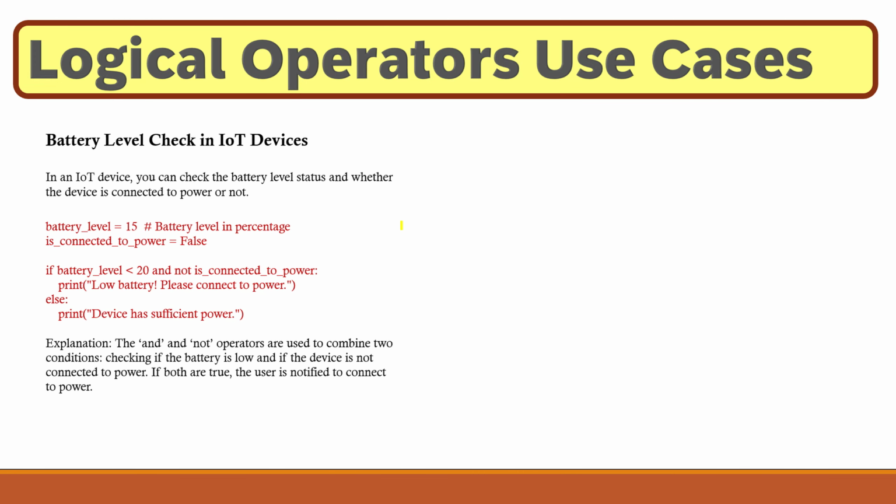This one is looking at the battery level check in IoT devices. In IoT devices, you can check the battery level status and whether the device is connected to power or not. So it's got battery_level equals 15, and then whether it is connected to power, which equals False in this case. So if battery_level is less than 20 and not is_connected_to_power, so we can see the and and the not operators are used in this one, and they're used to combine two conditions, checking if the battery is low and if the device is not connected to the power. Then we will print low battery, please connect to power, else we will print device has sufficient power. So if both are true, the user is notified to connect to power.